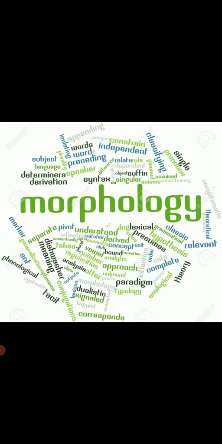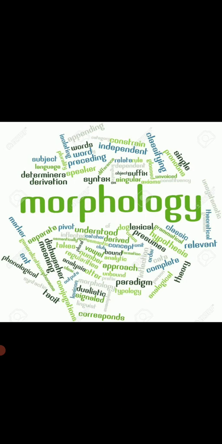Then we'll talk about inflectional morphemes. Morphemes that are used to indicate the aspects of the grammatical function of a word. They do not change the grammatical category or status of the word. They change the tense, number, degree, or state of the words. In the English language, eight inflectional morphemes are there.